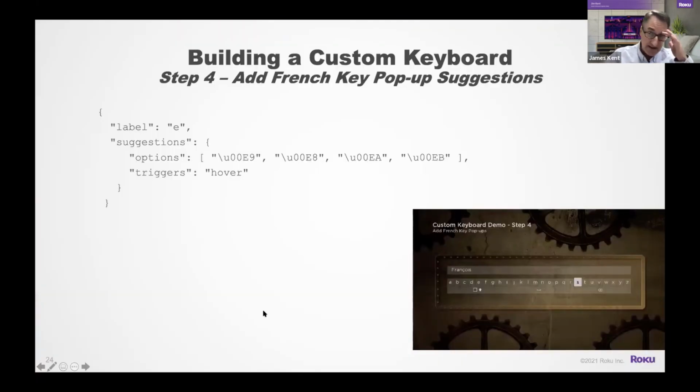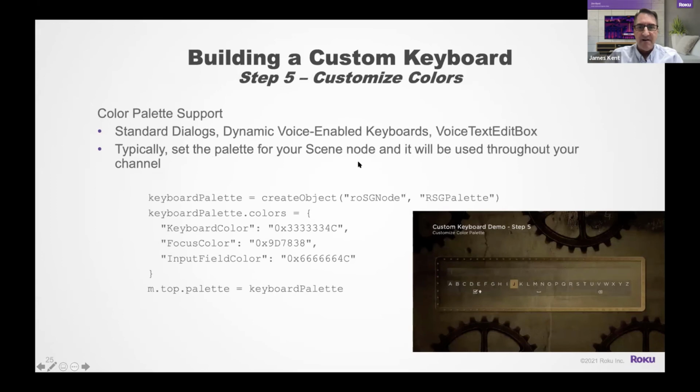Okay, and then finally, the other thing I want to do is control the colors. Like the dialogues and the keyboards, we've added this palette concept that lets you specify a set of predefined colors, and those control the color of the keyboard. So in this case, I'm going to create this RSG palette node and set it to an AA that overrides the colors that I want.